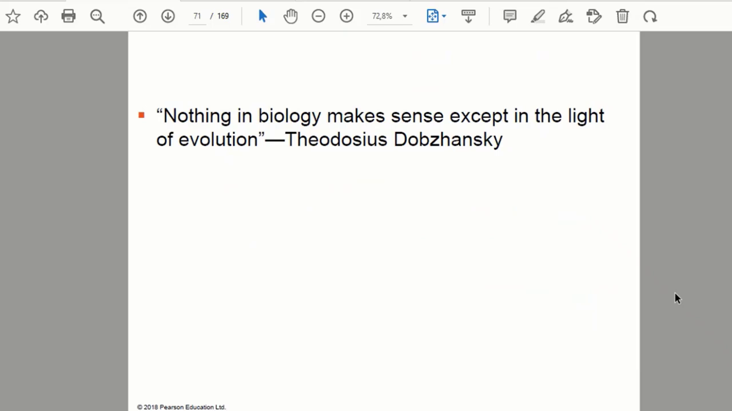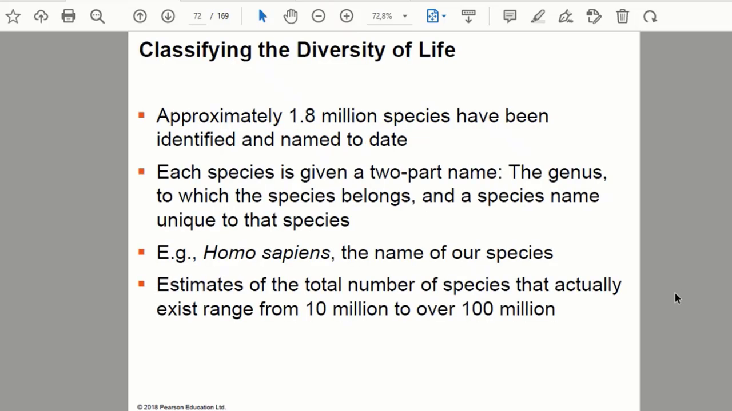There is this statement by Theodosius Dobzhansky, I hope I'm pronouncing it well, that nothing in biology makes sense except in the light of evolution. You can believe that, but that's one of the great scientists who once said that.